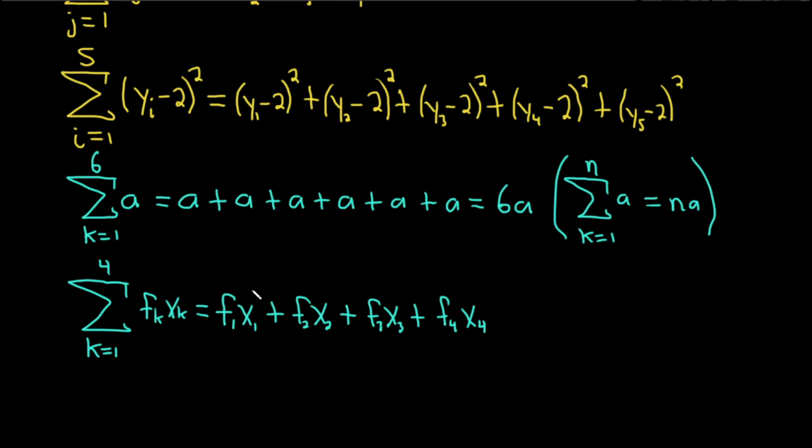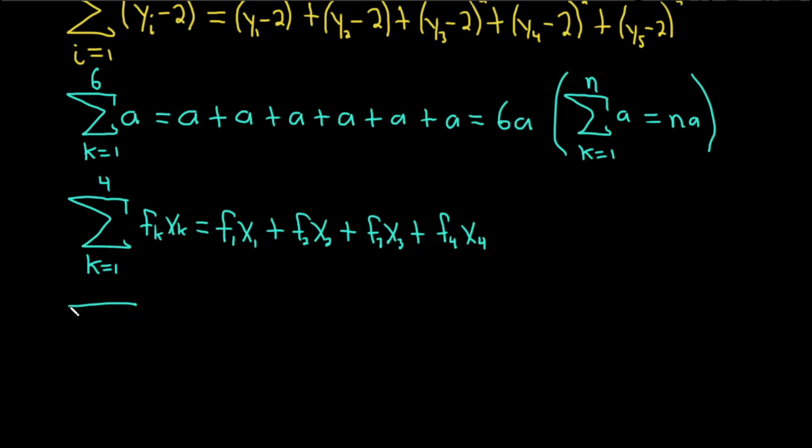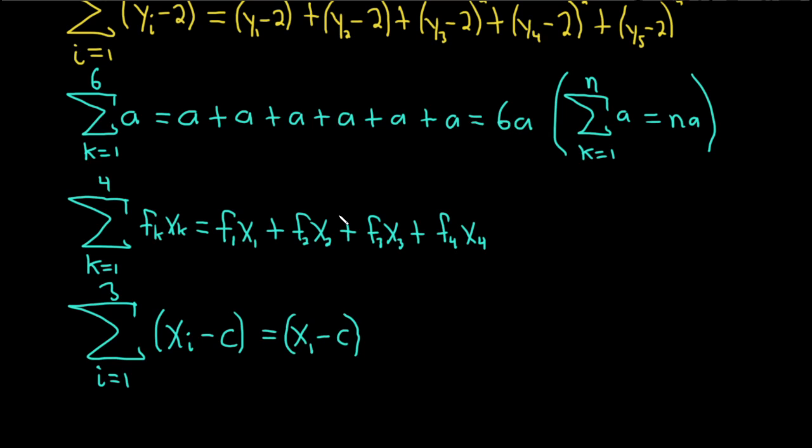How about something like this one? Let's go from, let's say, i equals 1 to 3. And so here we have x sub i minus c. So we plug in 1, so we get x1 minus c. I'm going to put it in parentheses just to make it look a little bit cleaner. Then we go to the next number, which is 2. So that would be x2 minus c. Then you go to the next number, which is 3. So it would be x3 minus c.